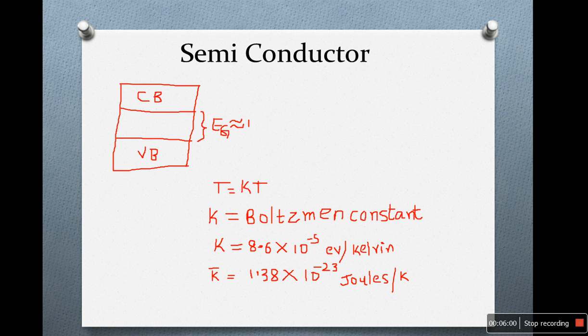At non-zero temperature, whenever you apply sufficient energy, that is greater than Eg, only then does the electron move from the valence band to the conduction band. Whenever the electron moves from the valence band to the conduction band, the absence of an electron appears in the valence band, and that is called a hole. A vacancy or hole is the empty energy level present in the valence band.